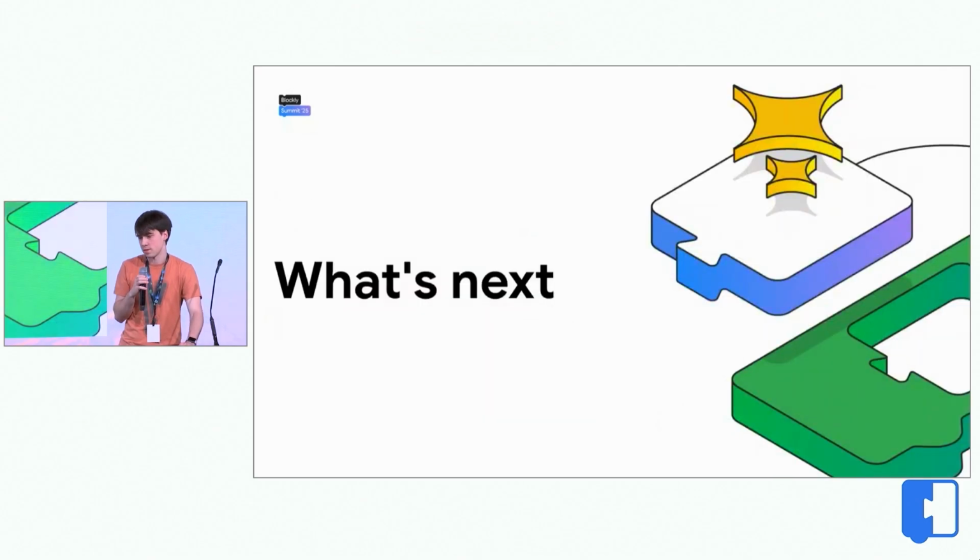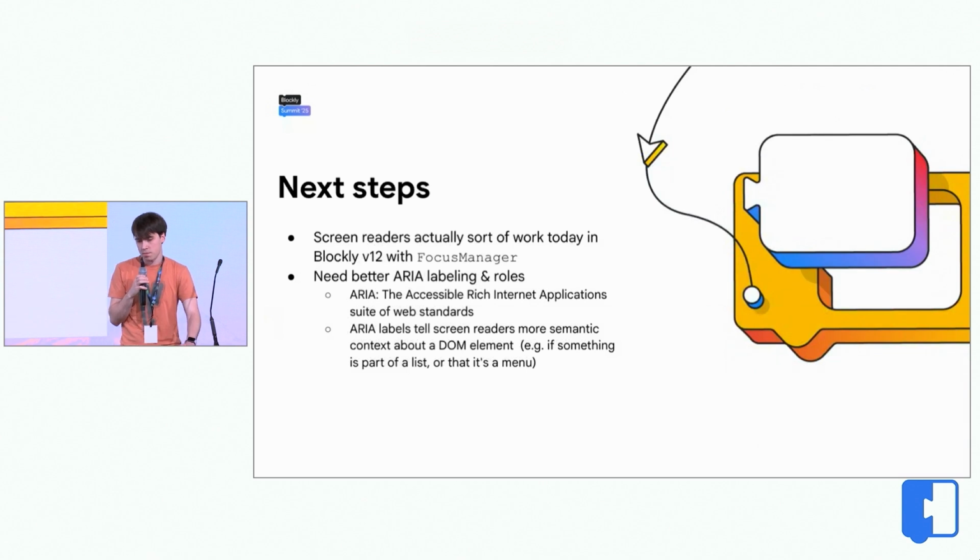Well, what comes next? It turns out that screenreader now works today in V12. It doesn't work well, though. And my caveat is I only tested it on Chromevox. So it works because we are now synchronizing focus correctly. And so the screenreader knows what's important when it's on because it knows what's focused.